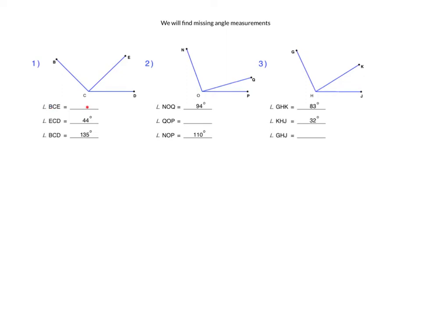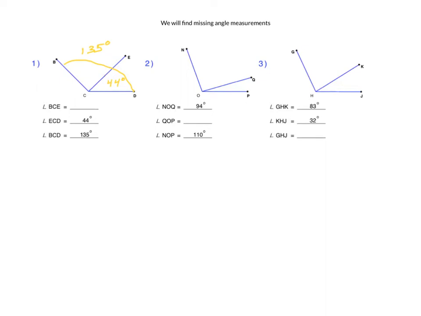Now if we look at what we know here, we have angle ECD. ECD is 44 degrees. I'm going to write it right in here, 44. And angle BCD, that's the entire angle, is 135. So that's this whole angle. This whole angle here is 135 degrees. Now, we need to find angle BCE, which is right here, BCE.